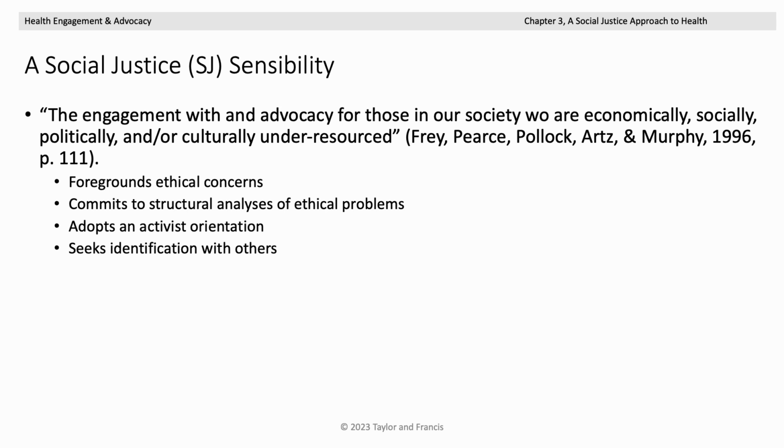Second, it commits to structural analyses of ethical problems. We ask, what system produced this? Not just, what did this person do? Third, it adopts an activist orientation. The scholar or practitioner doesn't just observe, they act. Fourth, they seek identification with others, genuine solidarity, and shared meaning-making with the community, not speaking for them from a distance.